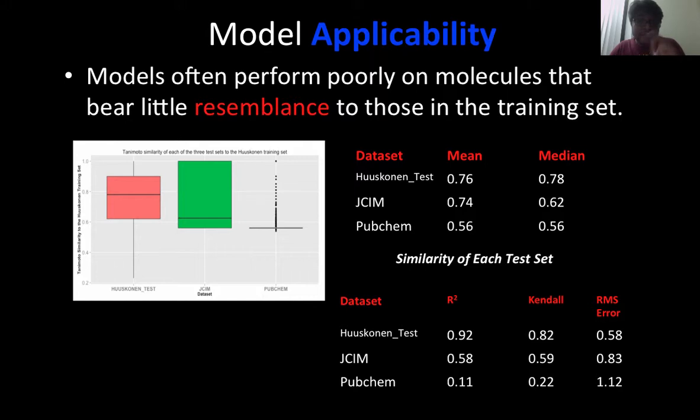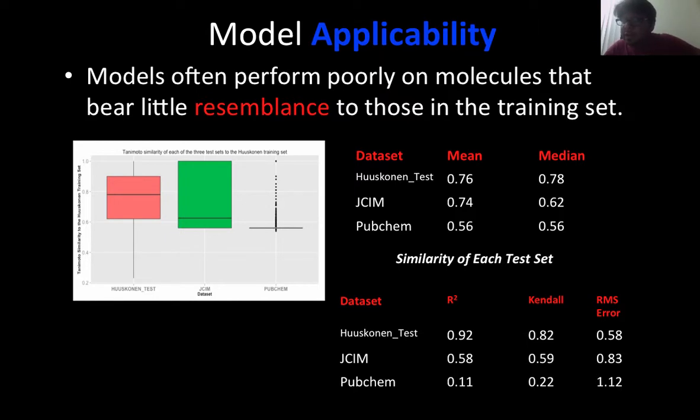We found the mean similarity of Huskonen was 0.76, the JCIM 0.74, and the PubChem is quite low. The similarity fingerprints used is the 2D pharmacophore, which is implemented in the RDKit library. The Huskonen set is similar to the training set, and the median similarity is also like 0.78. So one would assume from that, from the Huskonen test set, that approximately half of the molecules in the Huskonen test set are similar to the molecules in the training set. We would expect the performance of the model on the data set should be reasonably good.